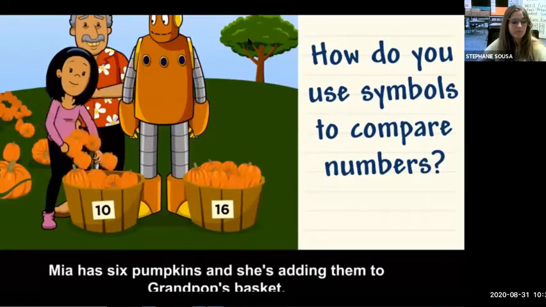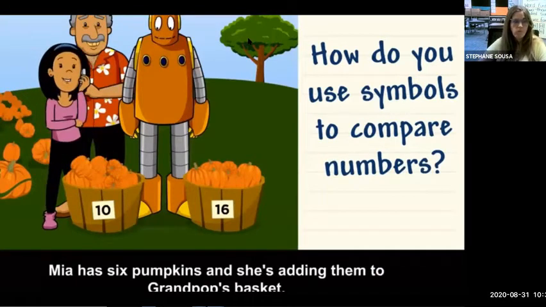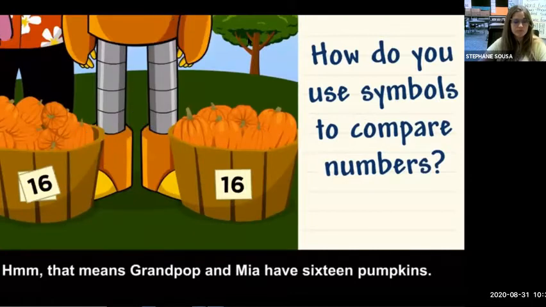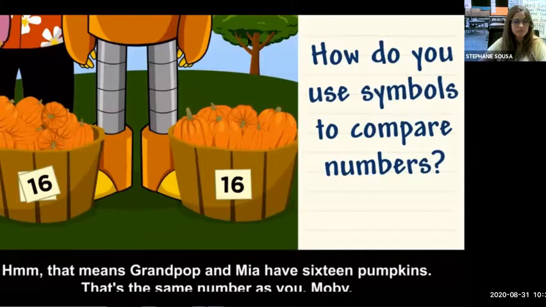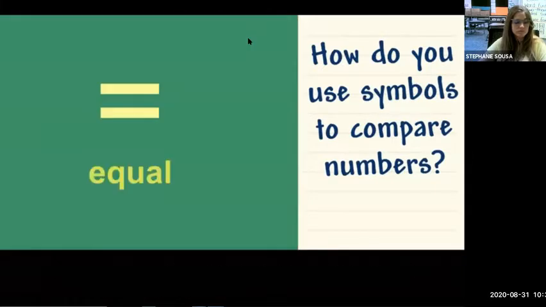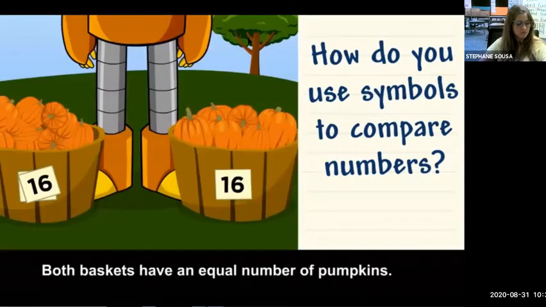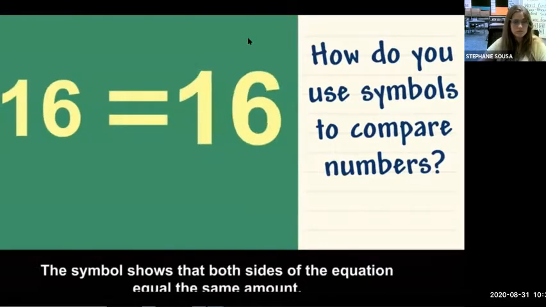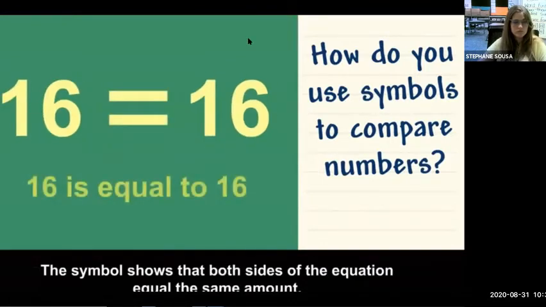Mia has 6 pumpkins, and she's adding them to Grandpa's basket. That means Grandpa and Mia have 16 pumpkins. That's the same number as you, Moby. This is the equal sign. Both baskets have an equal number of pumpkins. The symbol shows that both sides of the equation equal the same amount.